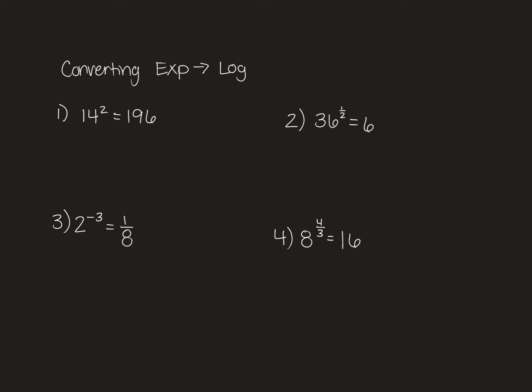In the same way, we can go from exponential to logarithmic. You just want to, again, make sure that your exponent now is on the left-hand side. And we are still going to do a loop. So this will be log base 14 of 196 is equal to 2. That's how you would write it. Do the same thing with number 2. Log base 36 of 6 is equal to 1/2.